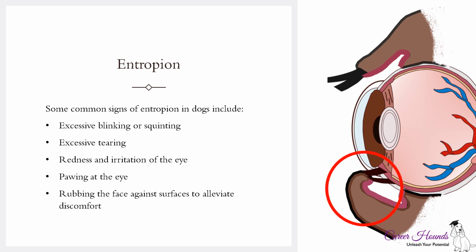Treatment otherwise typically involves surgery to correct the eyelid's positioning. The surgery aims to reshape the eyelid to prevent the inward rolling and to alleviate the irritation on the cornea. If left untreated, entropion can cause chronic eye issues, including corneal ulcers, scarring, and impaired vision. If you suspect your dog might have entropion, it's essential to consult a veterinarian. They can evaluate the severity of the condition and recommend appropriate treatment options.